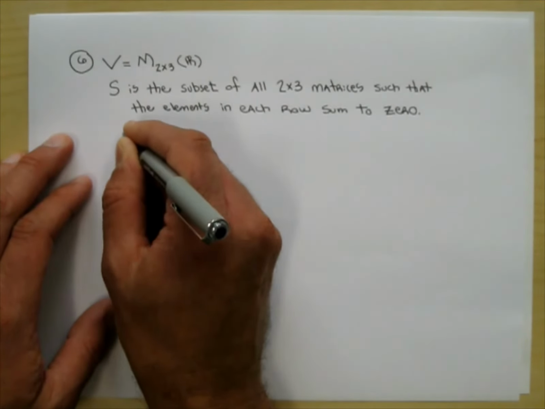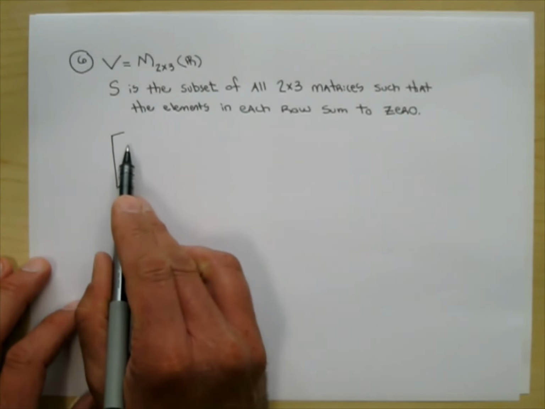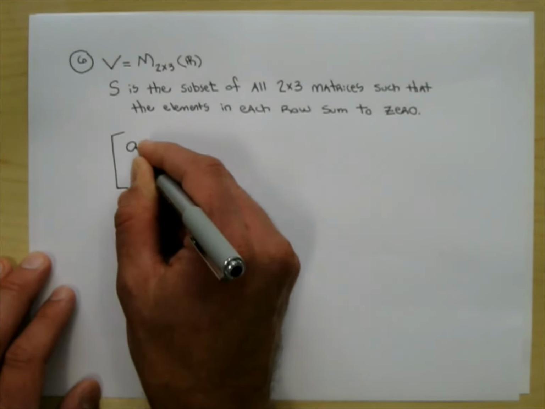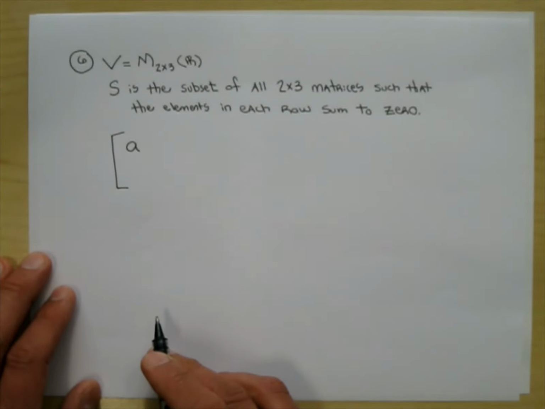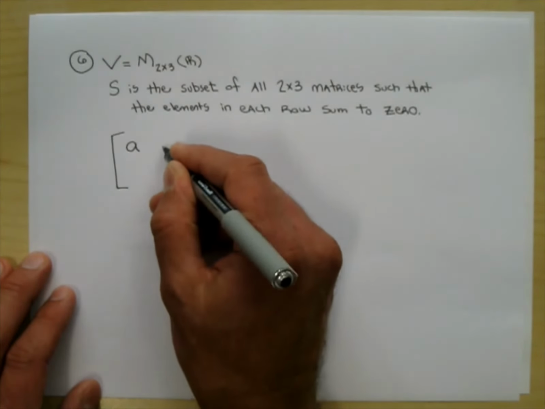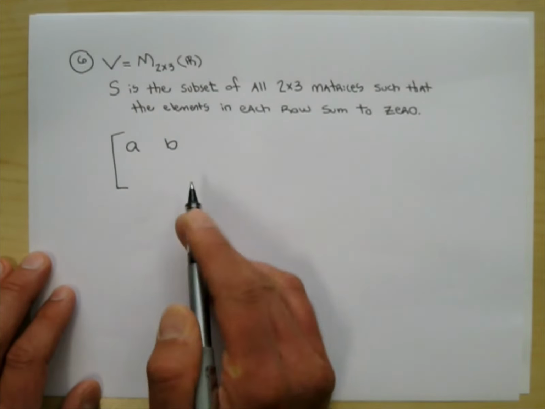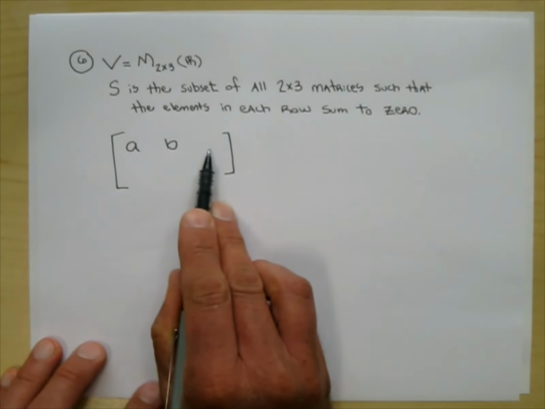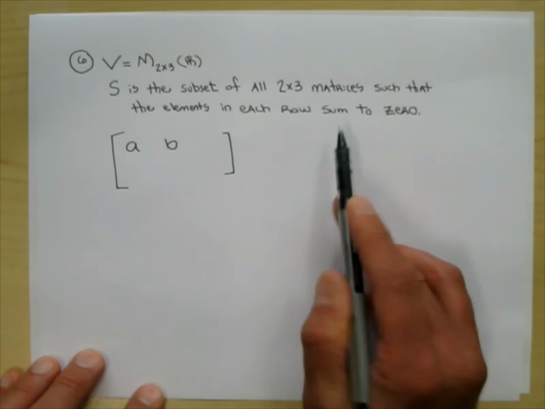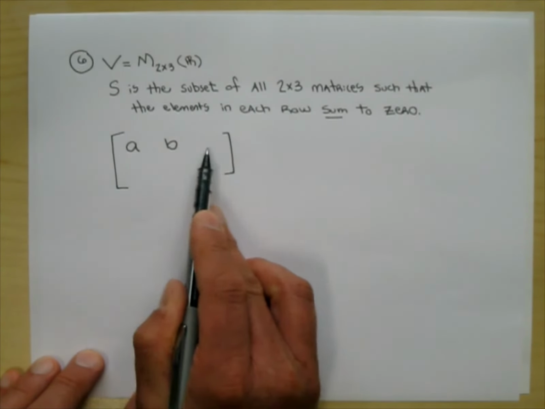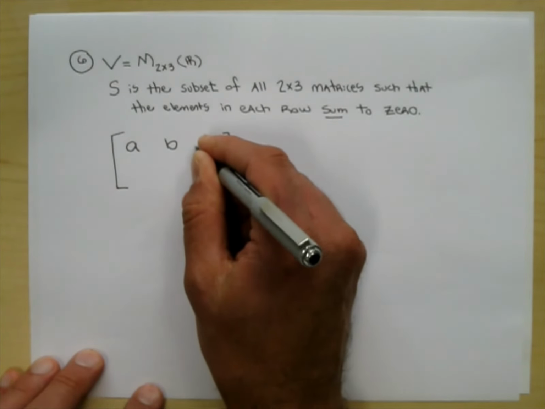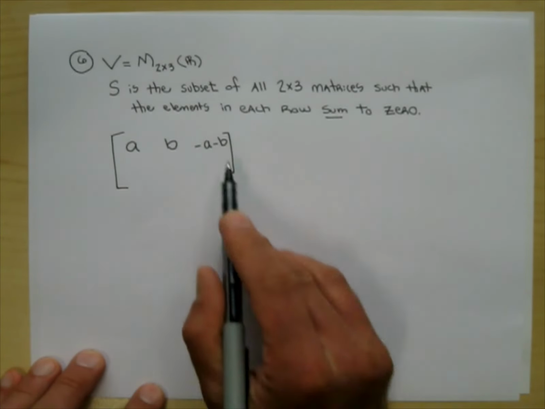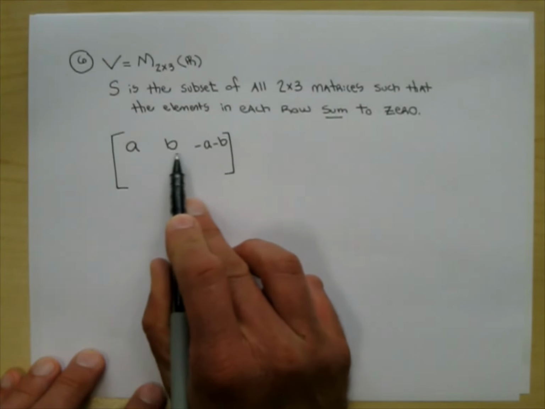Okay, it's 2 by 3. When you're looking to see if someone is in S, the first element can be whatever you want it to be, whatever real number you want it to be. And the second element right here can be whatever you want it to be. Now this is 2 by 3, so it's going to have 2 rows and 3 columns. This third element, well, it says the elements in each row sum to 0. So all 3 of those have to add to 0. This element has to be minus A minus B, or negative A minus B, because you don't have a choice for that. And that way they'll add up to 0.